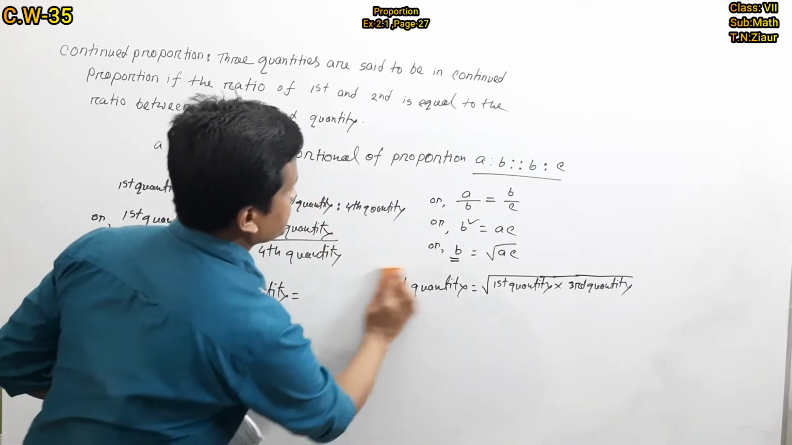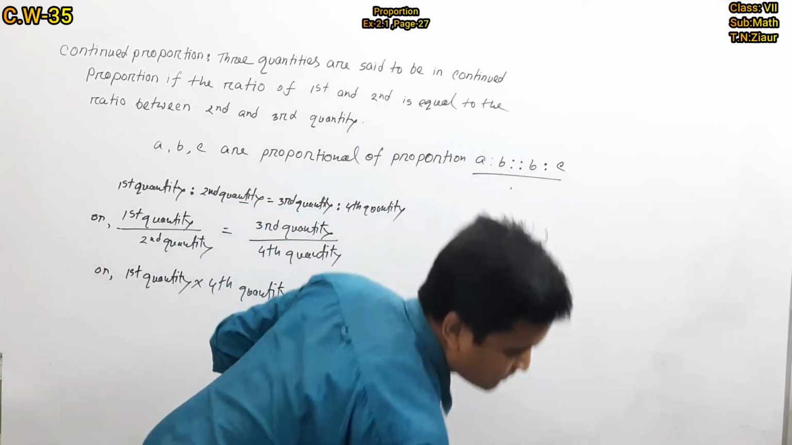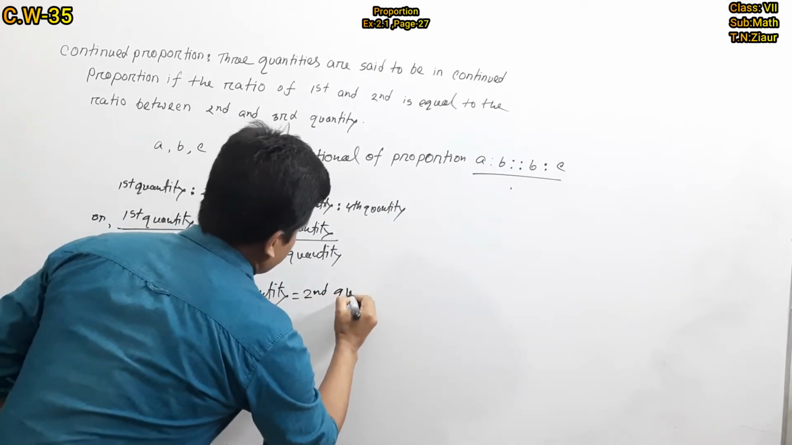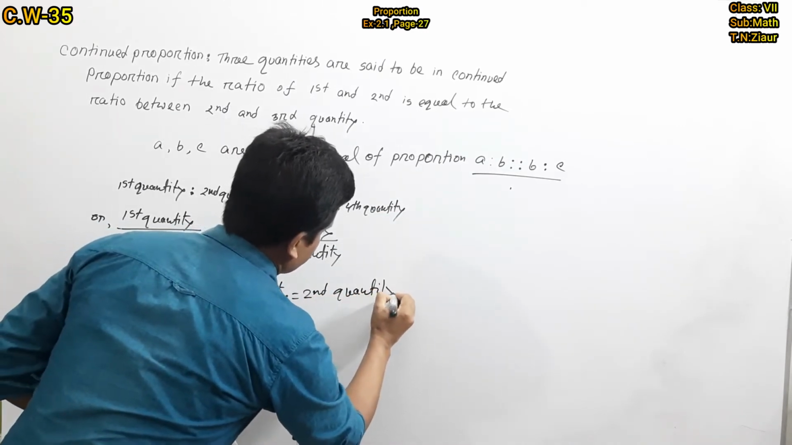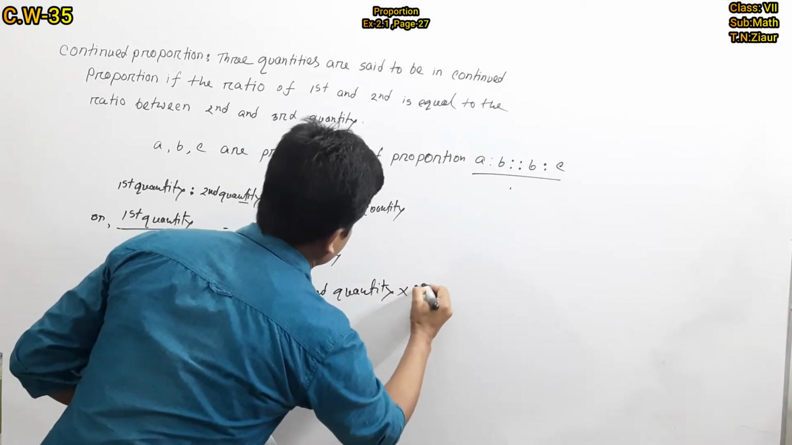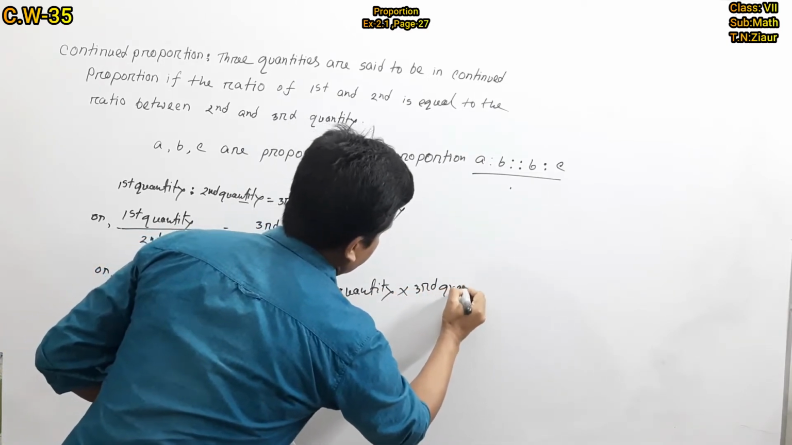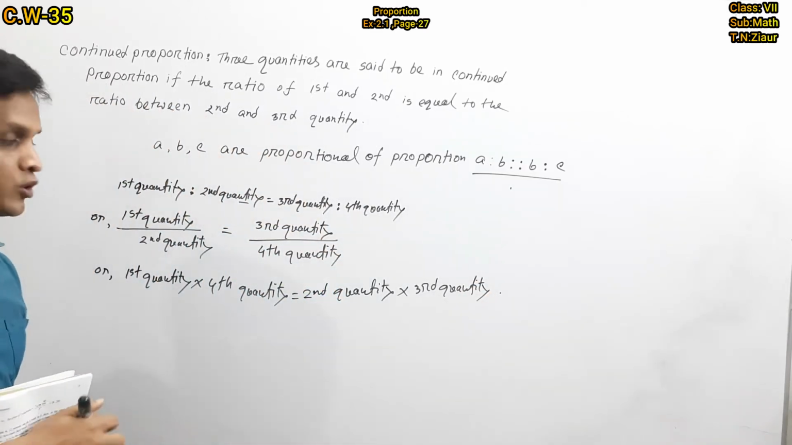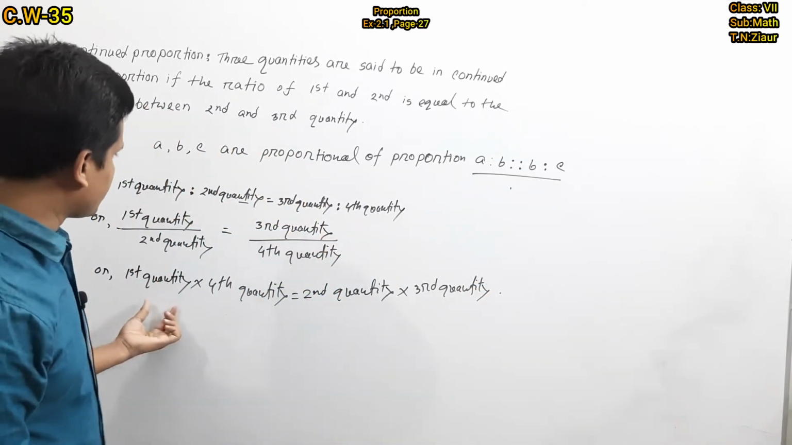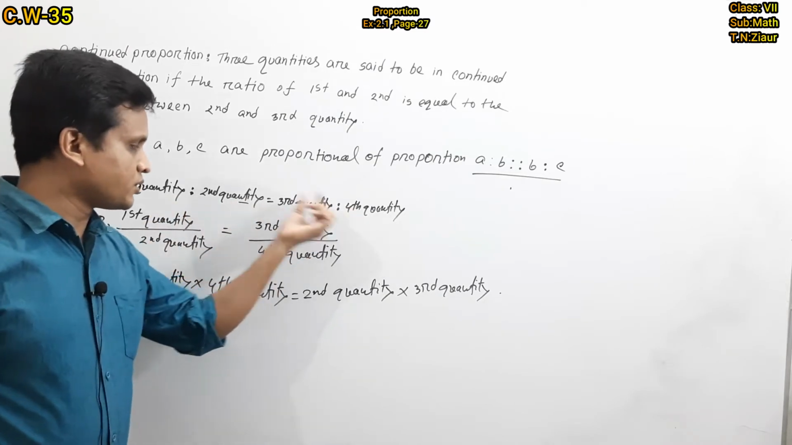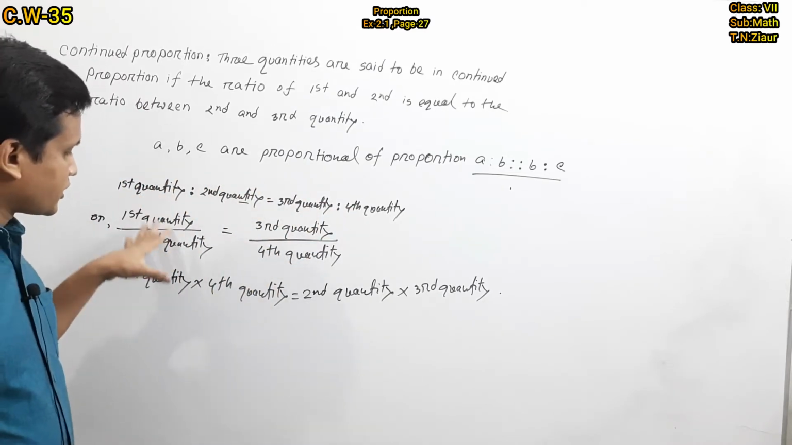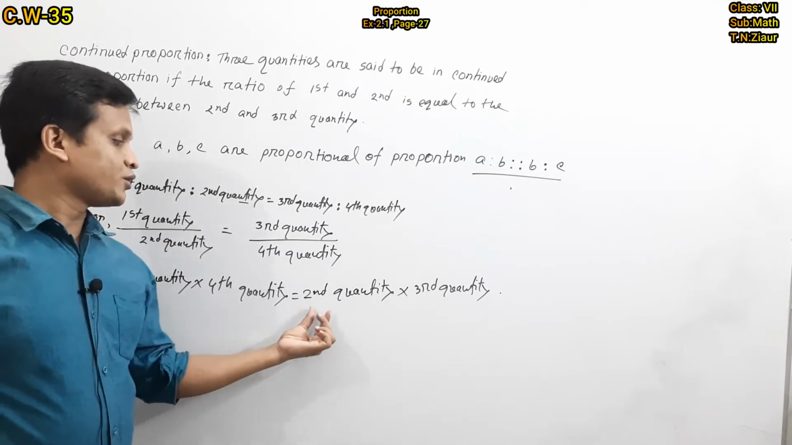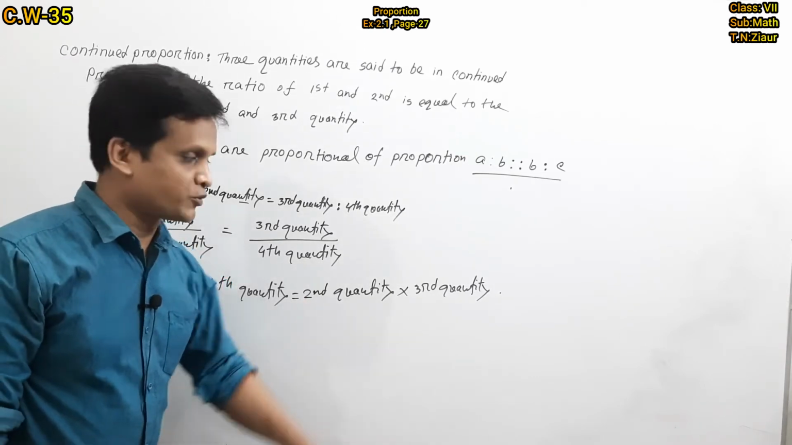We can write like this: second quantity into third quantity. Okay, by using this formula, actually we will solve some problems. So this one is important. That means from this proportion, we can write this way: first quantity into fourth quantity equal to second quantity into third quantity.